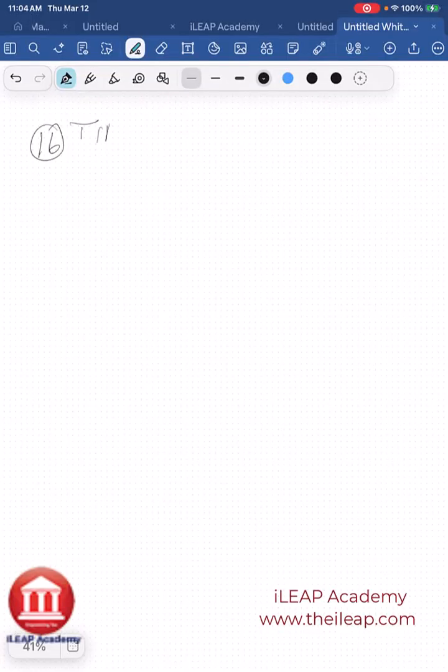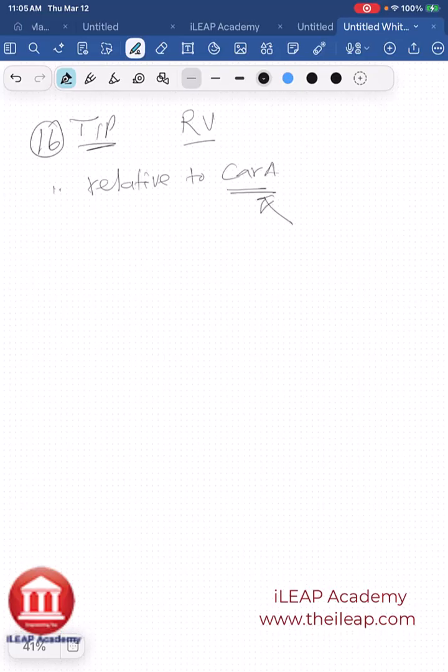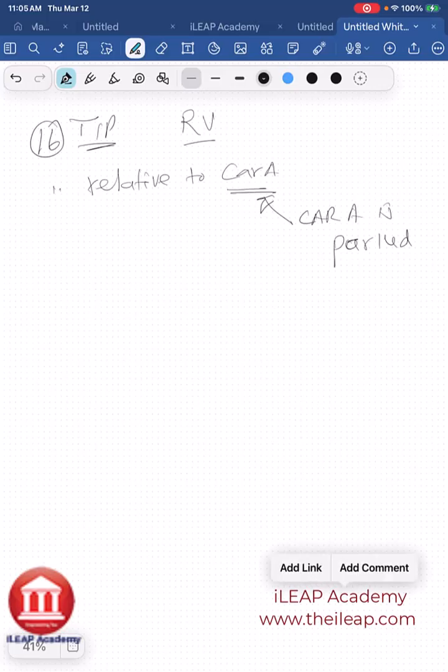Okay, tip number 16, relative velocity. So, if someone says "relative to car A", for example, that means assume that this car A is parked and everything else around it is moving. Anything "relative to" means that one actually remains static, not moving.